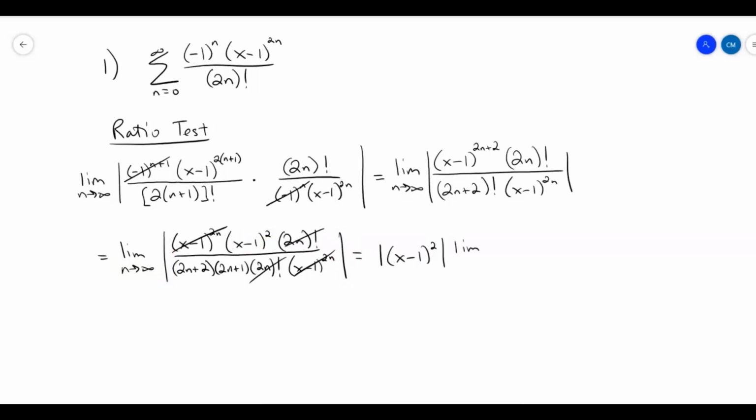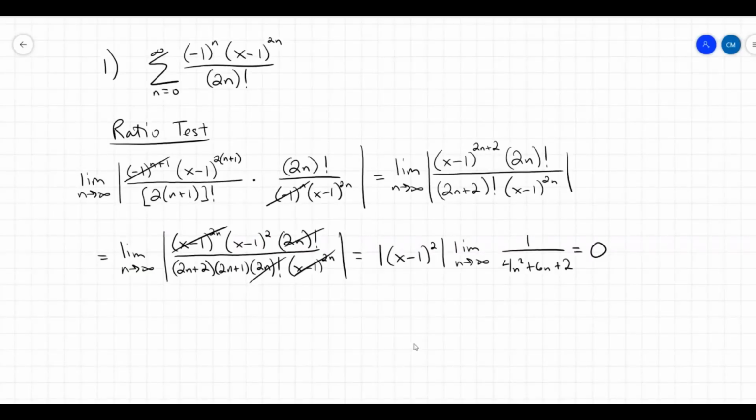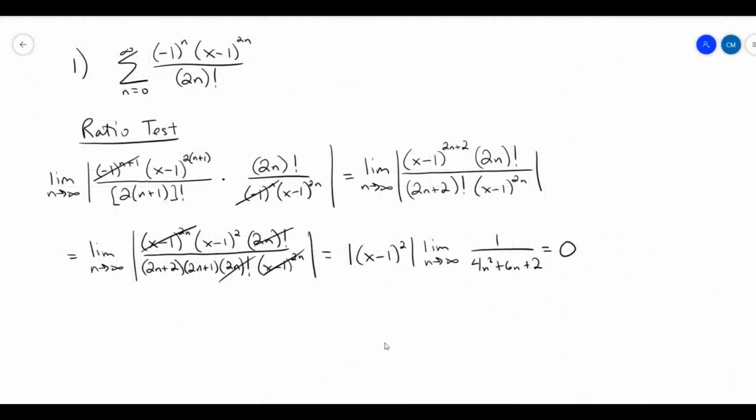After that, what still depends on n here? Well, the only thing we have left in the numerator, now that we've taken that x minus 1 squared out, is just a 1, and then in the denominator we have 4n squared plus 6n plus 2. We can see what happens there, right? As n goes to infinity, all the n's are in the denominator, so we know this limit has to be 0.